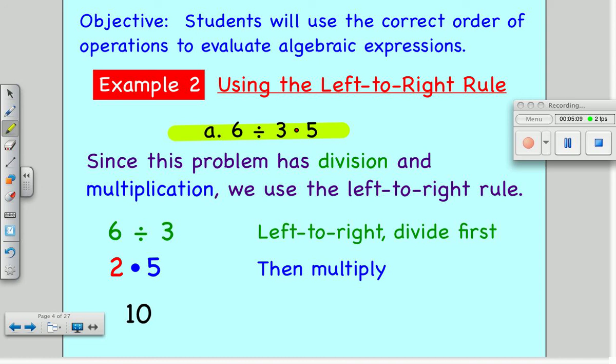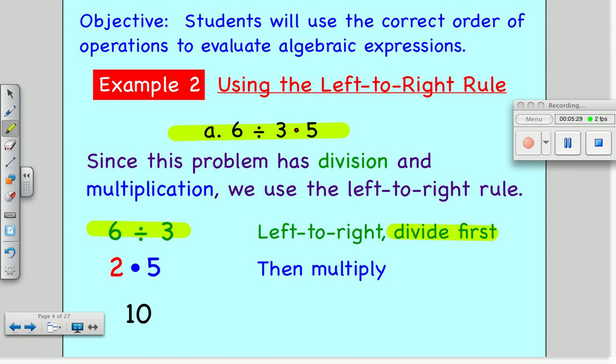So reading it left to right, what do I have first? I have 6 divided by 3 first. So that's what I'm going to do first. I want you to write that down. Divide first. Where did I get the 6? Where did I get the 3? Obviously from up here in the problem, okay?